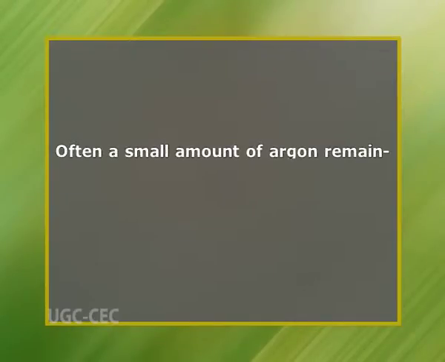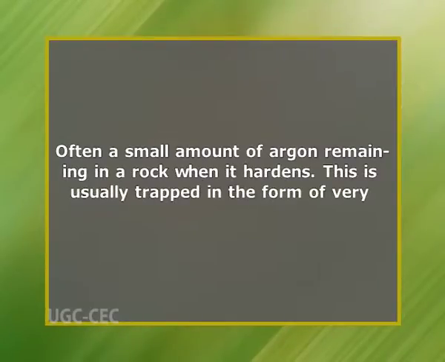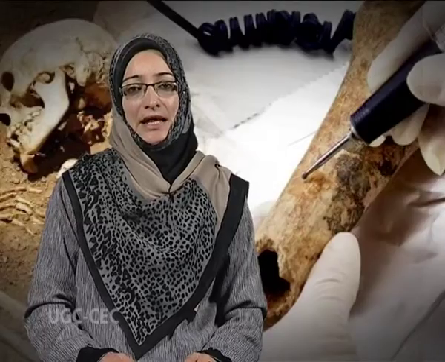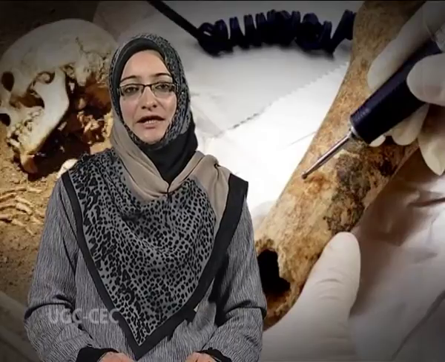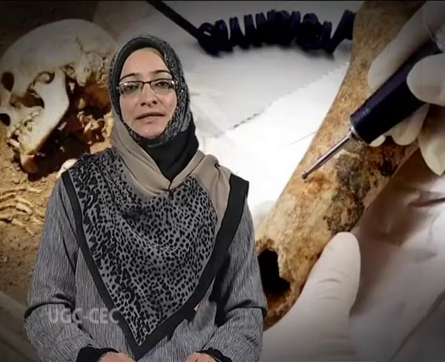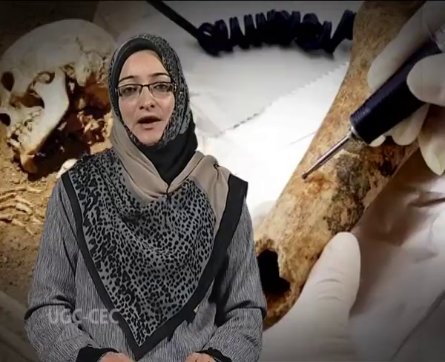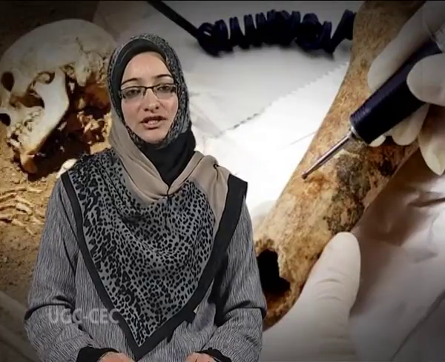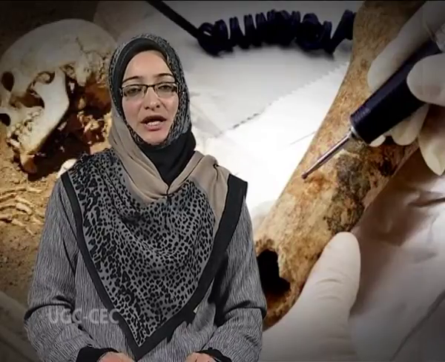However, in reality, there is often a small amount of argon remaining in a rock when it hardens. This is usually trapped in the form of very tiny air bubbles in the rock. Any extra argon from air bubbles may need to be taken into account if it is significant relative to the amount of radiogenic argon. This would most likely be the case in either young rocks that have had no time to produce much radiogenic argon, or in rocks that are low in the parent potassium.